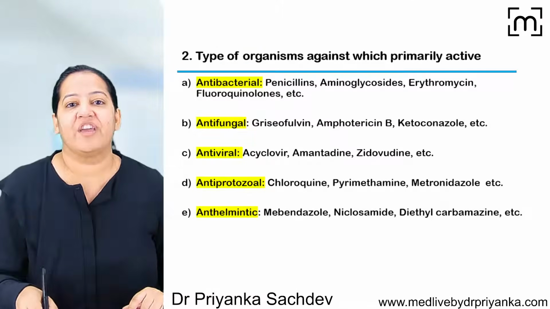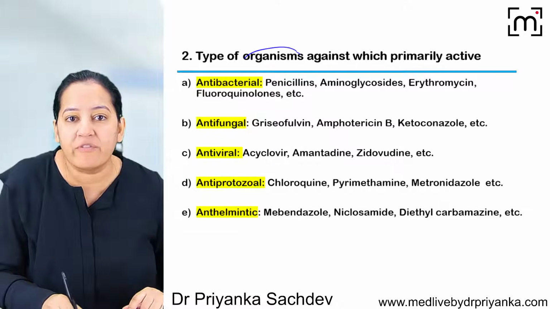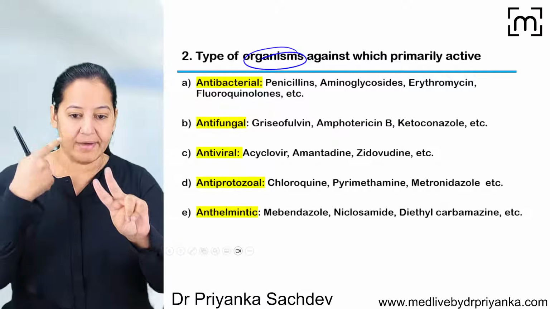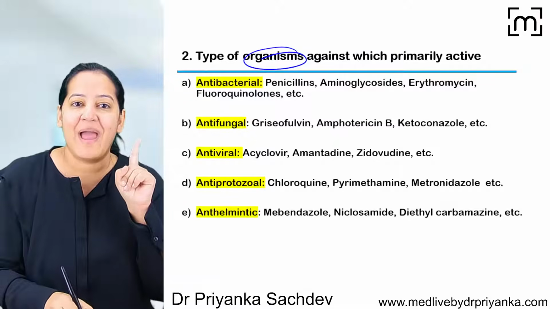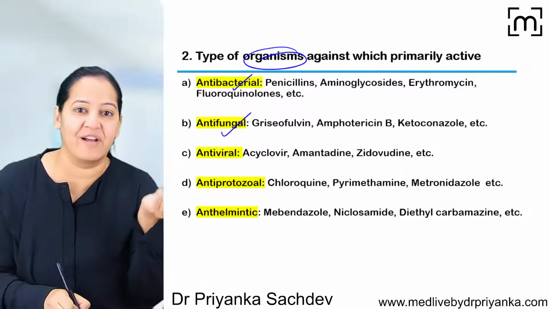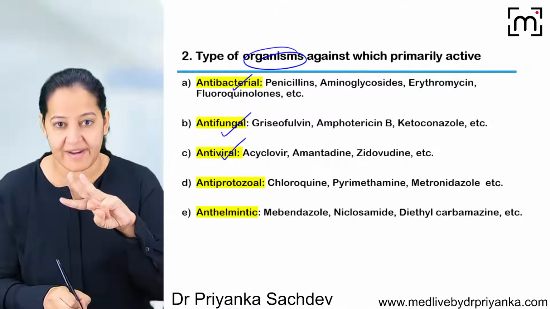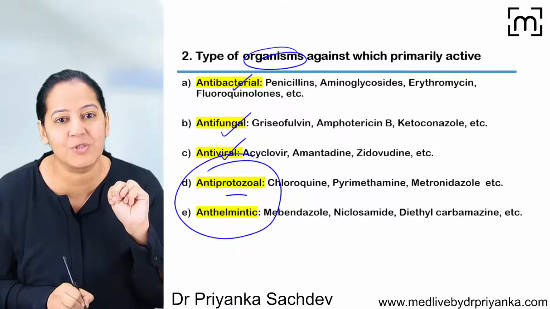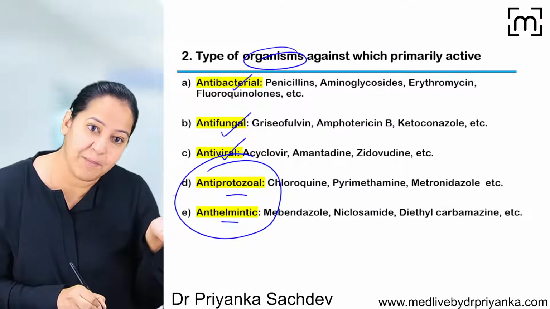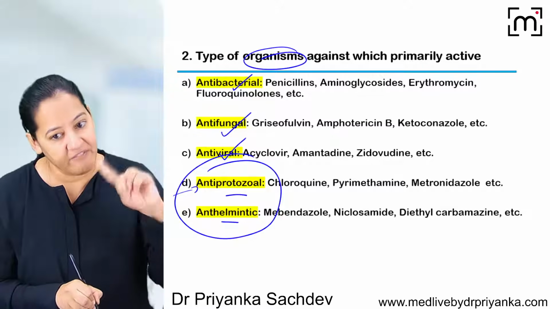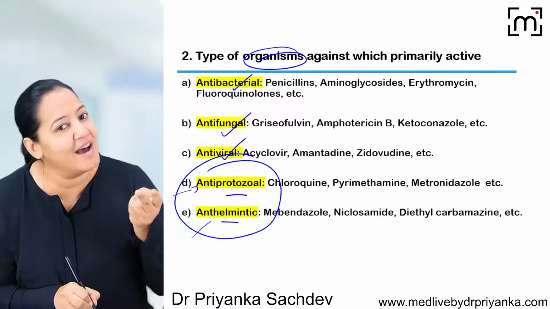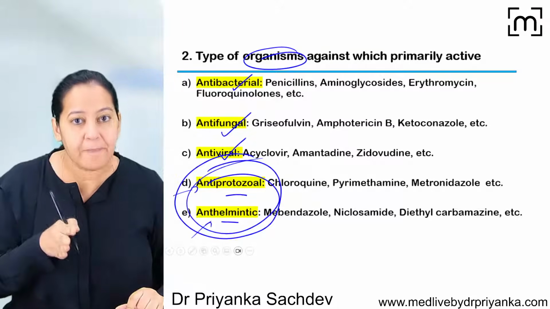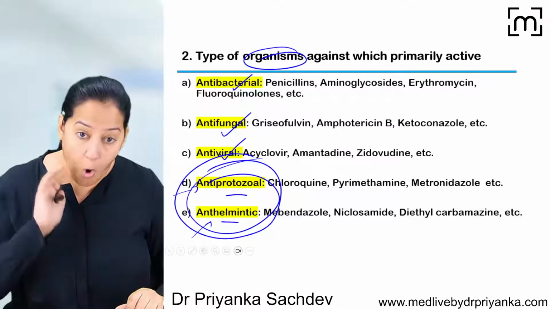The second way of classification, based on the organism on which they are acting. As I told you, there are 4 types of microorganism: bacteria, virus, fungus, and parasite. So antibacterial kill bacteria, antifungal kill fungus, antiviral kill virus, and antiparasites are of 2 types, because we have 2 types of parasites, protozoa and helminths. The one which kill protozoa are antiprotozoal, and the one which kill metazoa, that is helminths, are antihelminthic. So these both are antiparasitic. So this is the classification based on the organism they are killing.